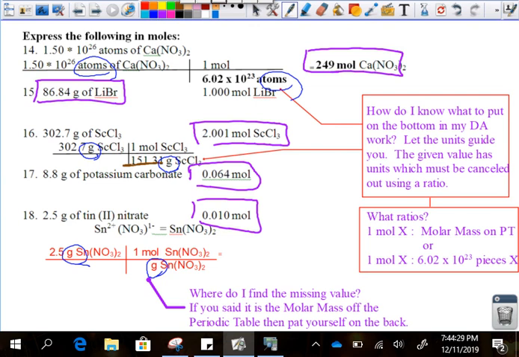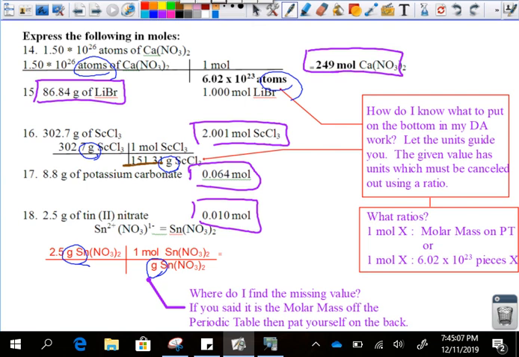You only have two ratios you can put in there in this nice box down here. There was a nice rectangle before somebody drew on it. The two ratios are 1 mole is equal to the molar mass on the periodic table, and 1 mole is equal to 6.02 times 10 to the 23rd pieces of whatever it is. In number 14, since we're dealing with atoms, we're going to pick this one. Atoms are a piece of matter, so I used Avogadro's number on the bottom, 6.02 times 10 to the 23rd, and that's equal to 1 mole, which is why 1 mole is on the top.